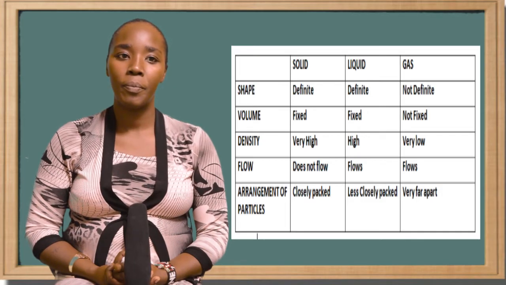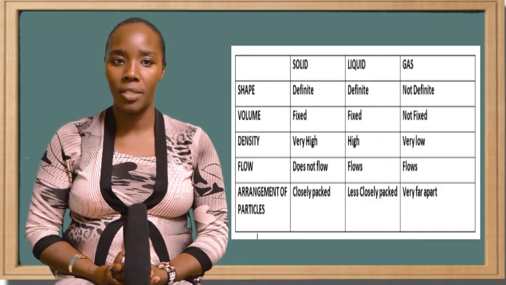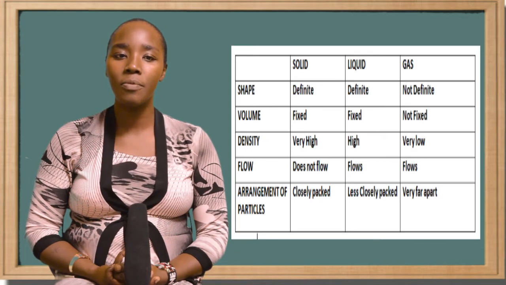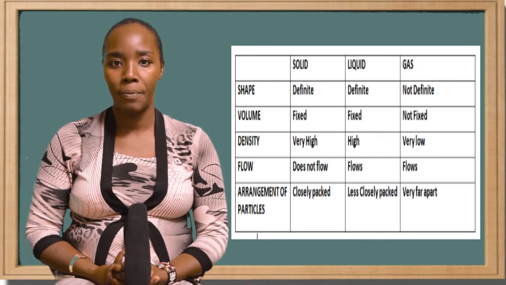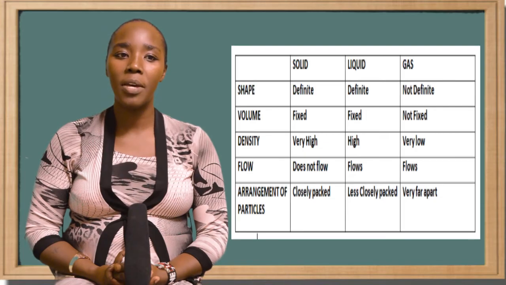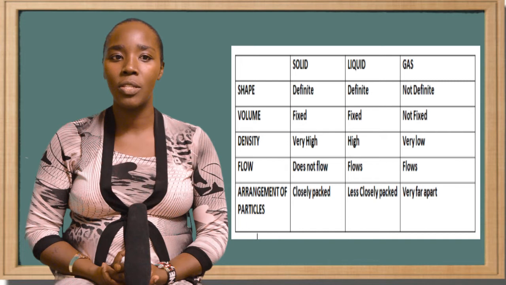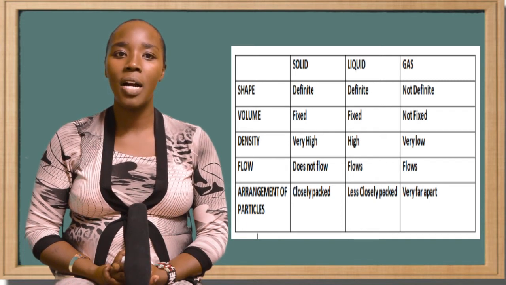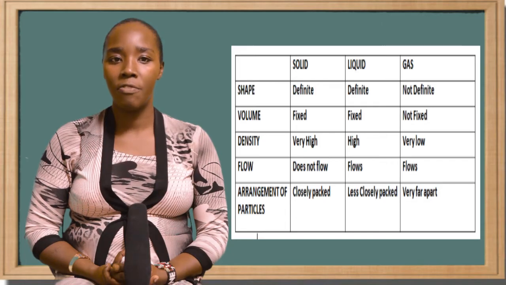Number 2, if we look at their volumes, the volume of a solid is always fixed. The volume of a liquid also is fixed, but that of the gas is not fixed. If we look at number 3, their density, the density of the solid is always very high. That of a liquid is fairly high, and that of a gas is very low.